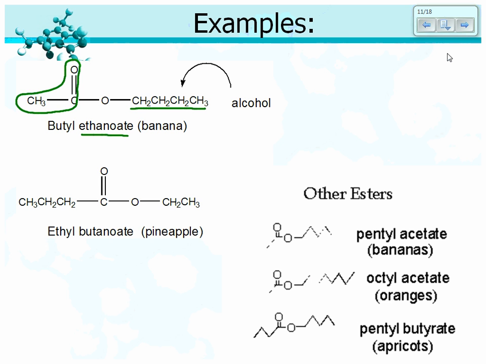If we flip it and put a 4-carbon chain up with the carbonyl group, the ending ends up being butanoate. And here I'll color code this. Now I have 2 carbons here. That's your ethyl group. So this one is ethyl butanoate. That one ends up smelling like pineapple. Other esters that we probably won't be able to make in the lab are pentyl acetate, octyl acetate, so it's got 8 carbons, and pentyl butyrate. Okay, that's apricots. So just some other examples.